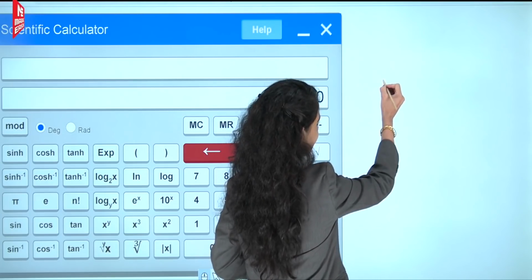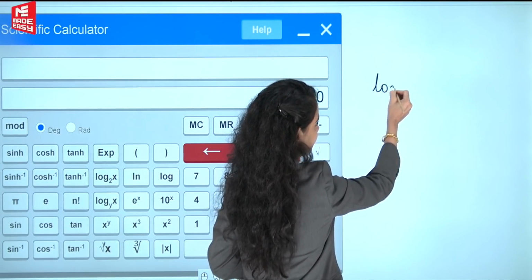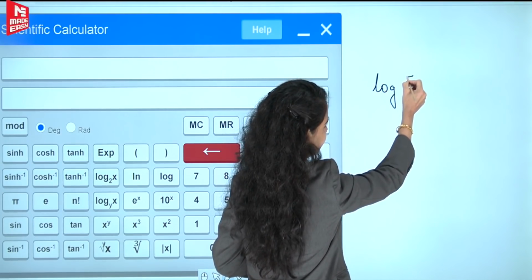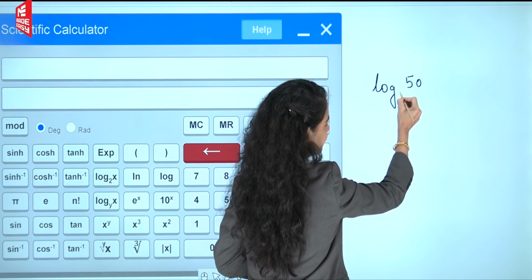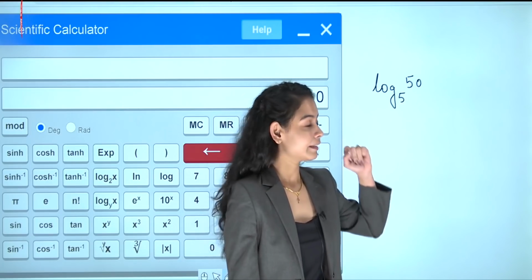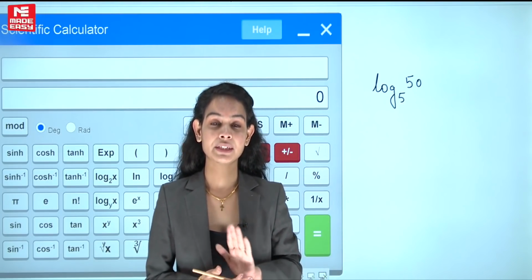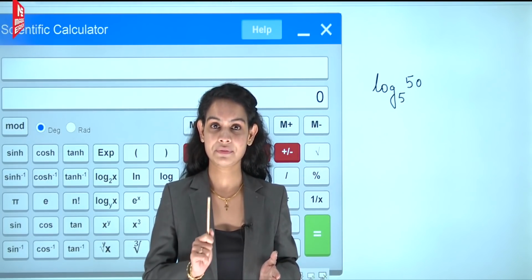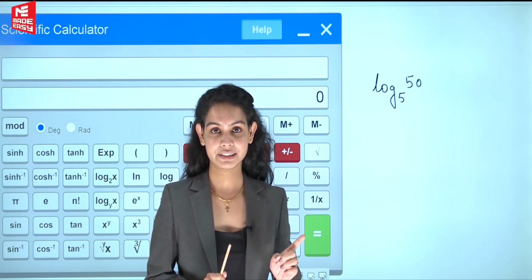Let us say we need to calculate, let's say, log 50 to the base of 5. Again, the algorithm will be the same. First you have to enter the value of x, then the function tab.